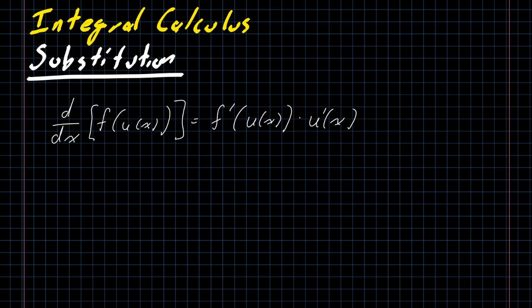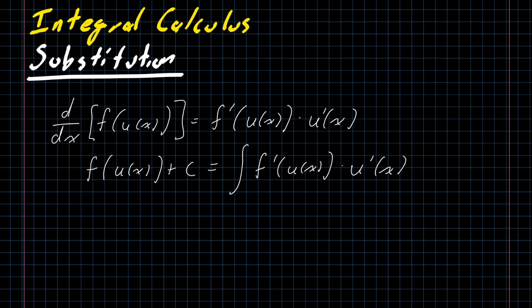And so, if I want to integrate both sides of this equation, well, the integral of the derivative, by the fundamental theorem of calculus, is going to cancel out, and we're going to get f of u of x plus some constant of integration that's going to show up somewhere, so why not here? And then we'll have the integral of f prime of u of x times u prime of x times dx.